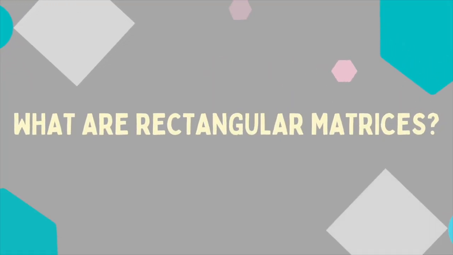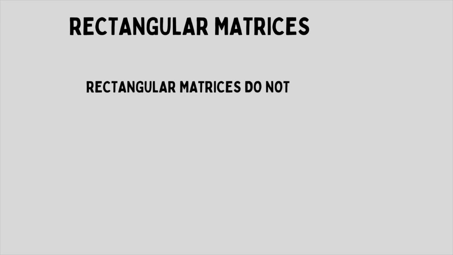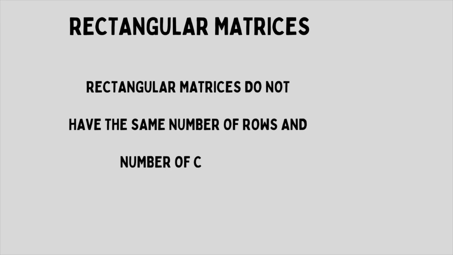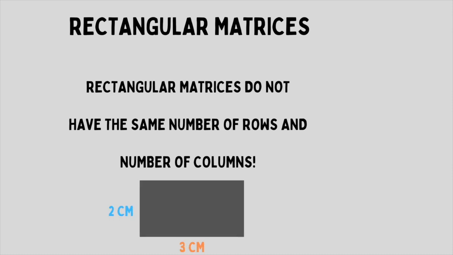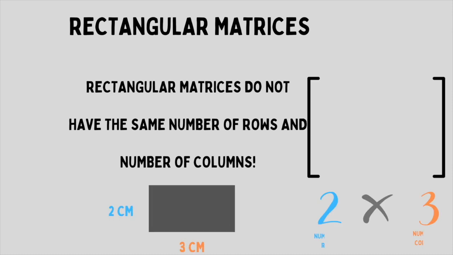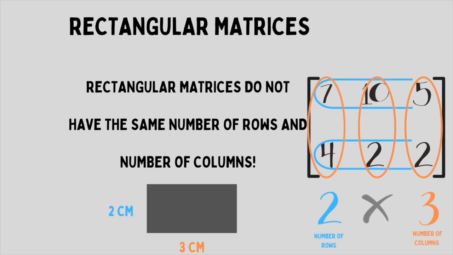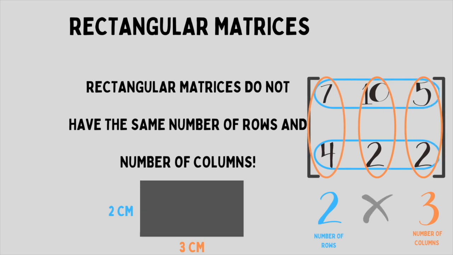So, rectangular matrices. Rectangular matrices do not have the same number of rows and number of columns. Just like a rectangle, rectangles do not have the same length and width. A rectangular matrix does not have the same number of columns and the same number of rows.